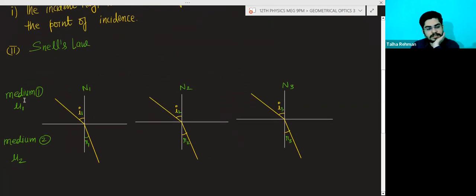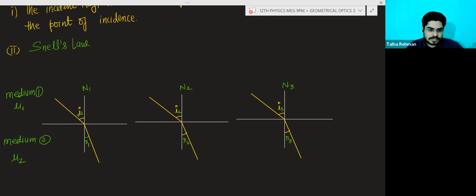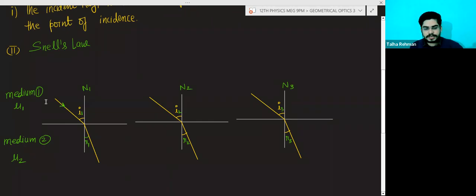Basically, I am taking this as one medium and this as another medium. This is the incident ray from one medium, and it is moving to the other medium. This medium has refractive index mu 1 and this medium has refractive index mu 2. This is the angle of incidence and this is the angle of refraction. Here also, I have changed the angle of incidence, suppose I2 this time, so the angle of refraction will also change. But what you are not changing is the medium: medium 1 and medium 2 having refractive indices mu 1 and mu 2.